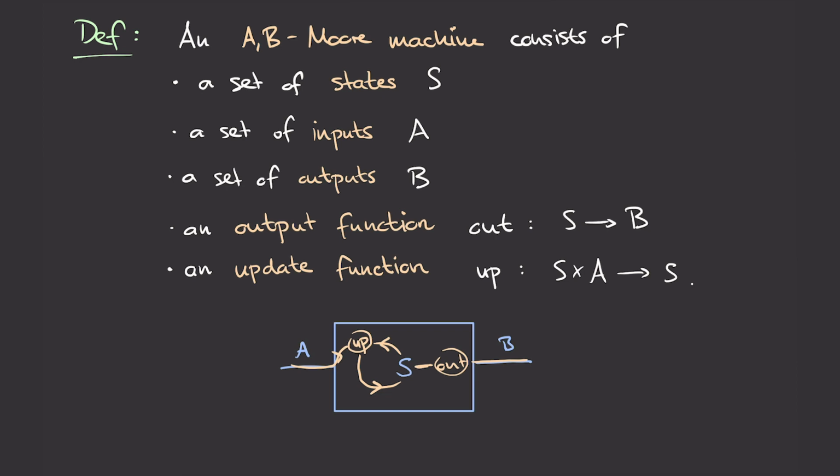So in summary, we can think of an A-B Moore machine as a discrete time system which can do two things. First, we can update the state based on a given input. And second, whenever we want, we can always read out an output based on the current state. Now, often we'll think about these things as happening one after the other. We'll update the system once and then read out the output, then update it again and then read out the output, and so on.